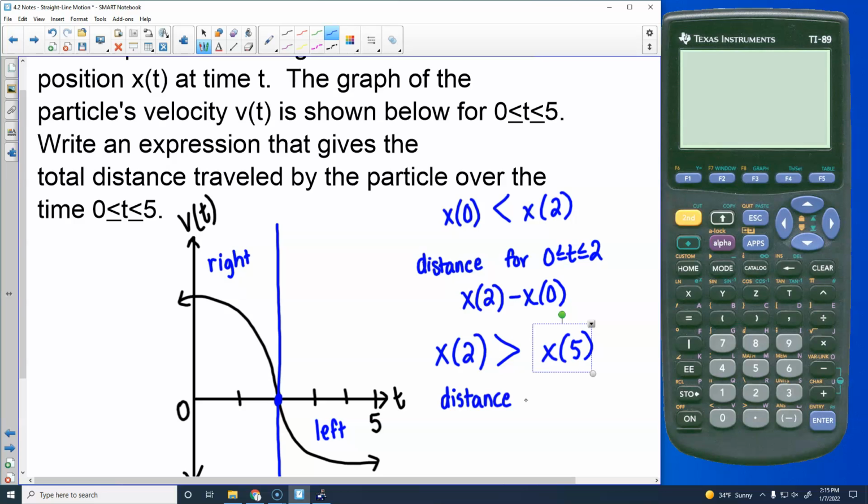Sometimes they'll ask it, yes. Displacement is actually easier to find because you just take the original position and the final position and subtract it.